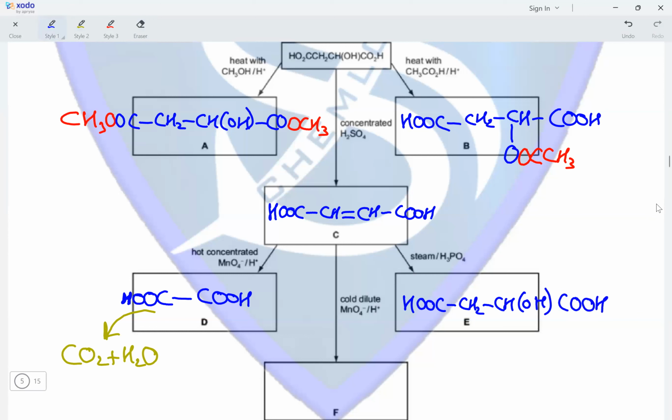So we have obtained malic acid again, which is compound E. And for compound F, we have compound C reacting with cold dilute acidified KMnO4. So this results in the formation of a diol. So we will end up with a compound having two carboxylic groups and two alcohol groups on the central two carbon atoms. So OH here and an OH here. So this is compound F, which contains two carboxylic acid groups and two alcohol groups.